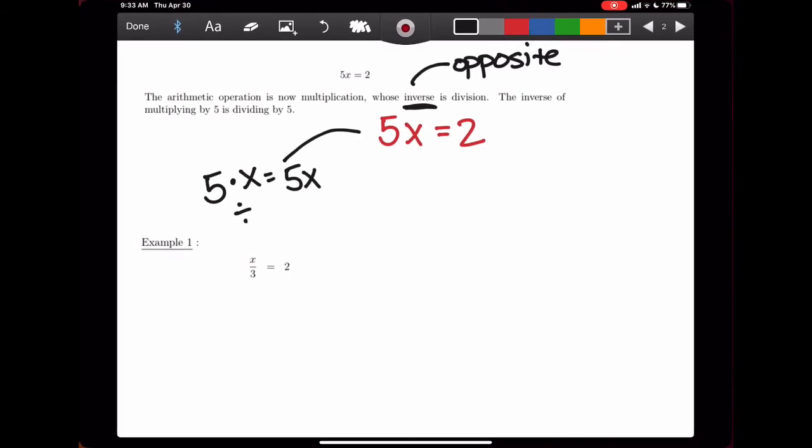So if I have multiplication here, I want to divide by 5 on both sides. These 5s will cancel out here, and I will be left with x is equal to 2/5.